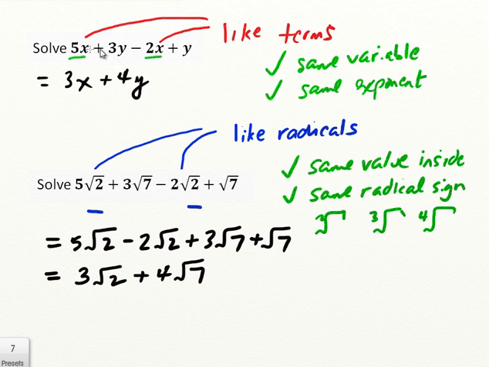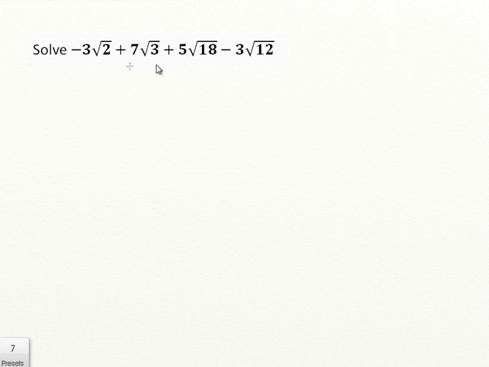So just as 5x plus 3y minus 2x plus y is equal to 3x plus 4y, we've got the exact same sort of pattern happening here, and our final answer is 3 root 2 plus 4 root 7. Okay, let's look at a harder example. What if we were asked to solve this expression? At first glance, you might look at the various radicals and say, we've got a root 2, a root 3, a root 18, and a root 12. And we say there aren't any like radicals there, so I can't combine anything.